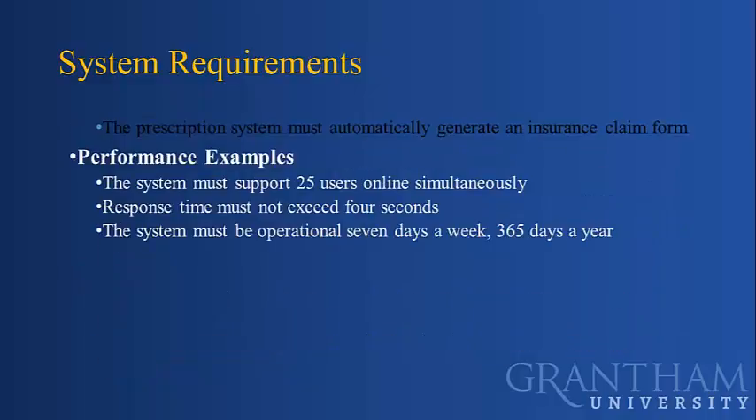System requirements continue. The prescription system must automatically generate an insurance claim form. There are also performance examples. The system must support 25 users online simultaneously. Response time must not exceed 4 seconds. The system must be operational 7 days a week, 365 days.